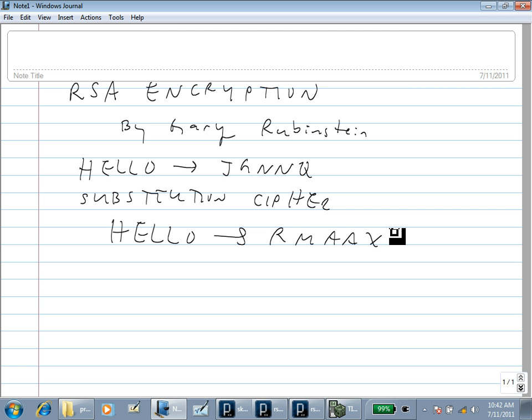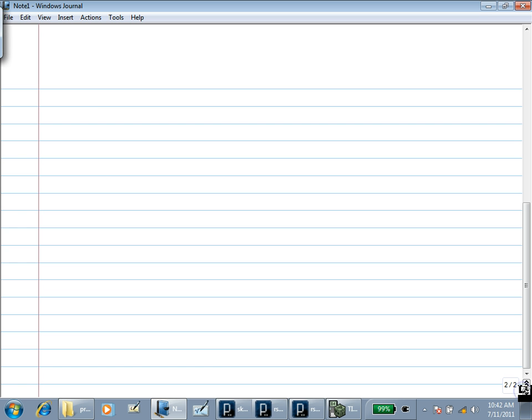The math that RSA encryption is based on is called number theory.